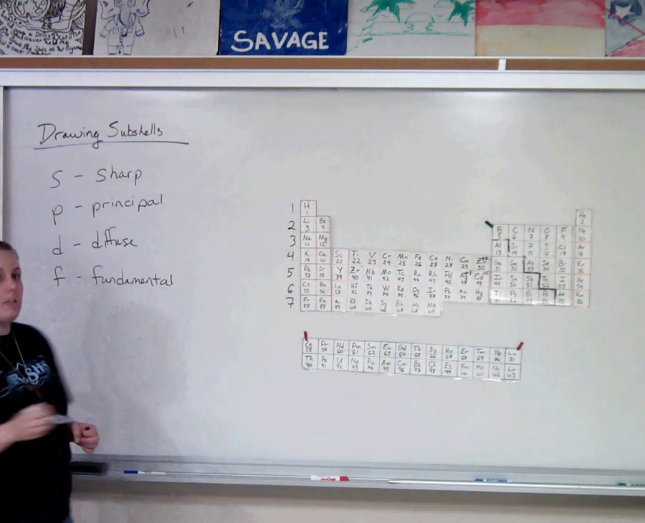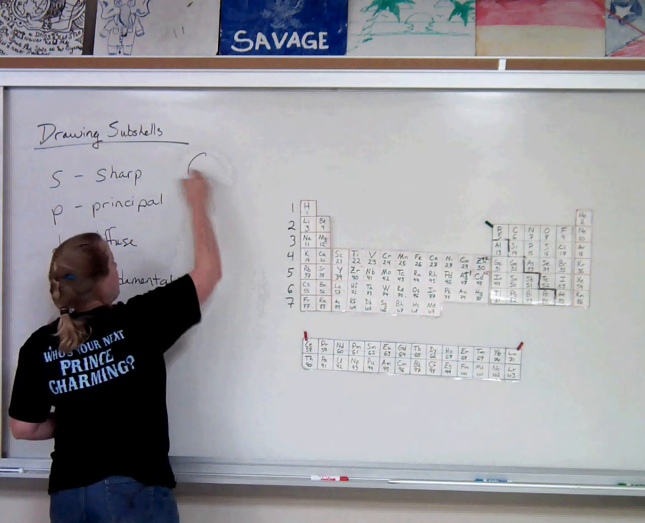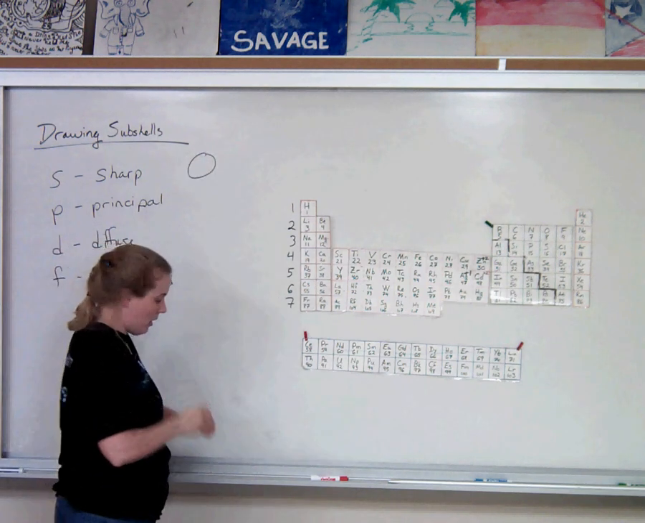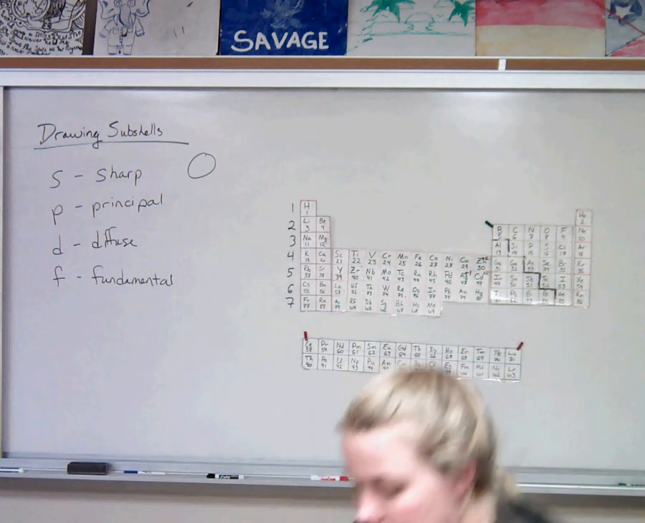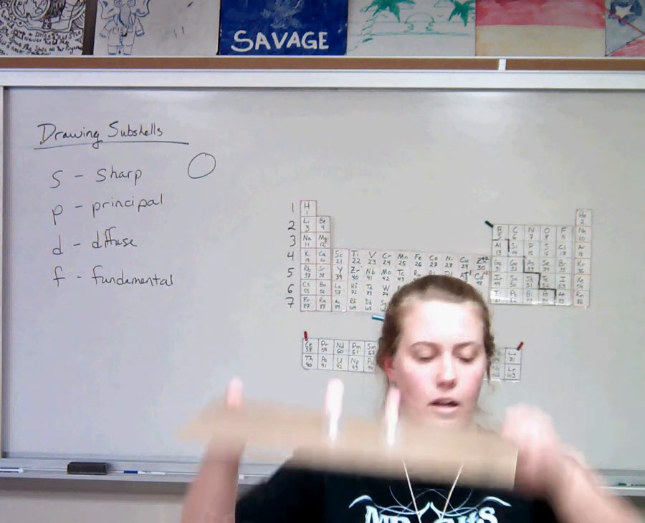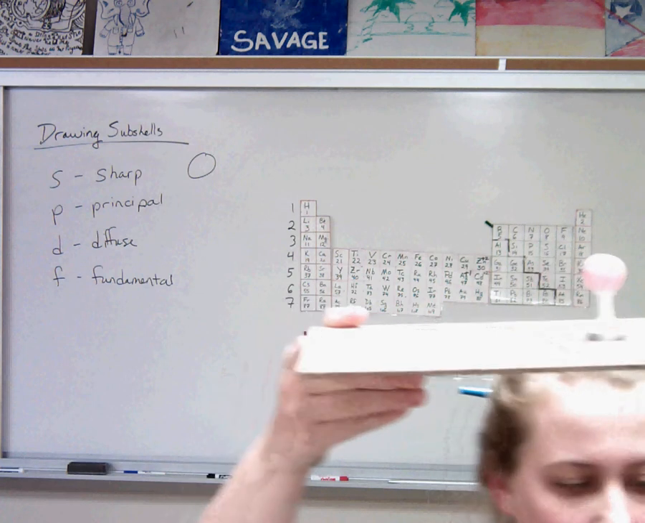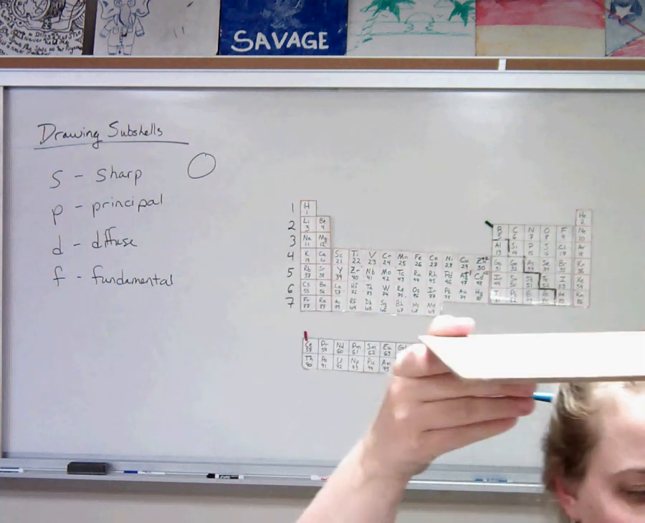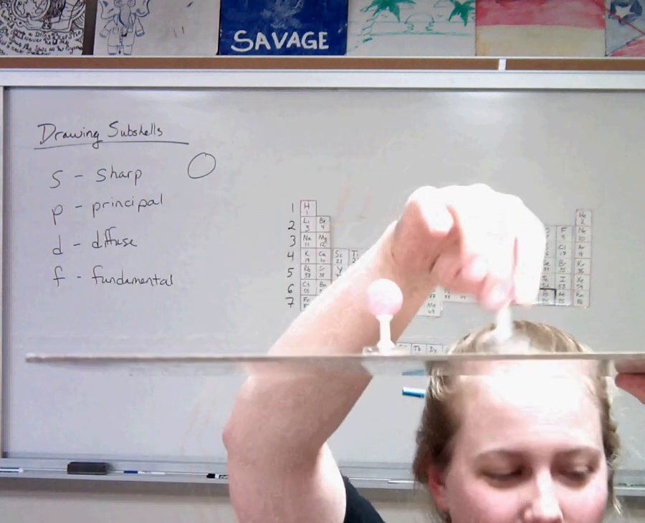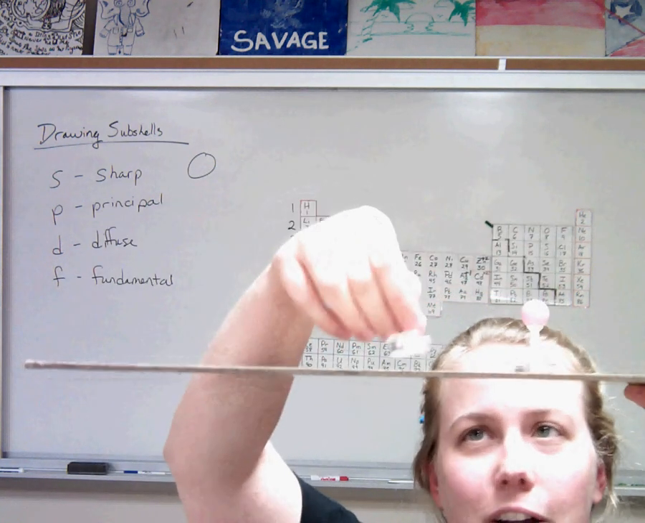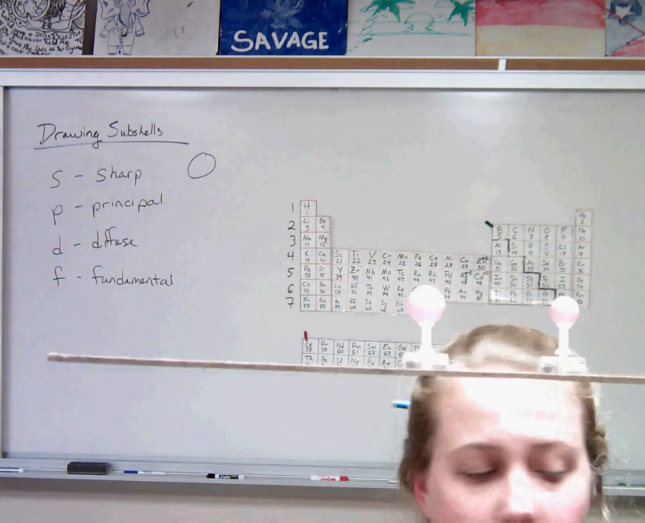Now let's talk about what shapes they actually have. S is actually a sphere shape, so it's going to look like this. In 3 dimensions, I have a model. Here are 2 versions of an S. So we have a smaller s here and a bigger s there. And the s's come in different sizes depending on what energy level you're in. We're going to talk about that in a little bit.